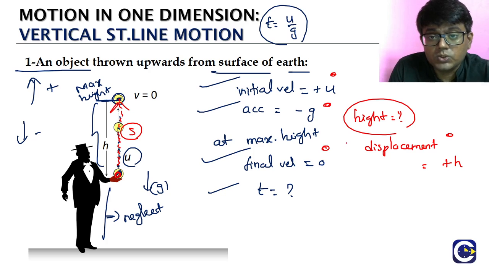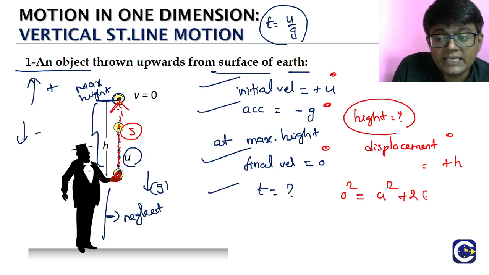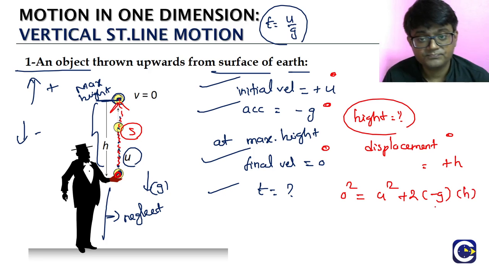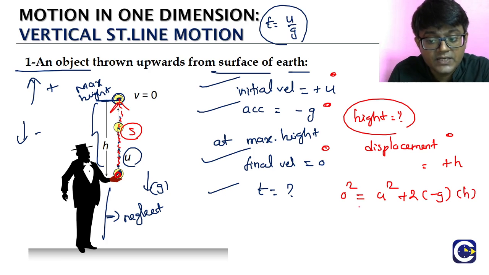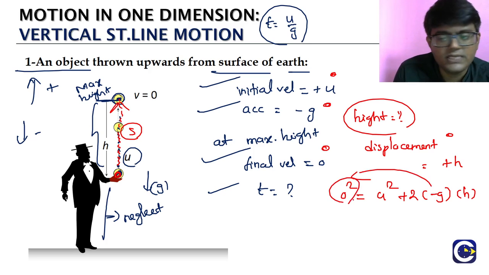v square is equal to u square plus 2as. v square means 0 square, the final velocity square, is equal to u square, the initial velocity square, plus 2 into the acceleration, which is minus g, into the displacement, h. While substituting in the equation, we have to take everything as per the sign convention. Now look at this. We'll have 0 equals u square minus 2gh. Let us bring it to the left hand side: 2gh is equal to u square.